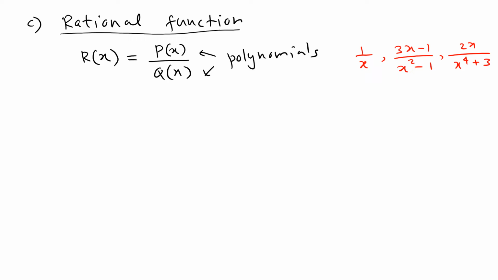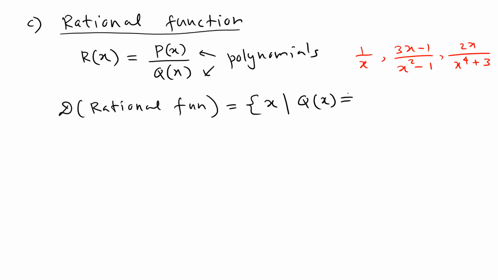What you need to worry about in these cases is the domain, because we need to avoid division by 0. So the domain of a rational function is simply: you avoid the values that make the denominator 0. You remove the values that make the denominator 0. We do not need to worry about the numerator, just the denominator. You remove all the values that make the denominator 0.